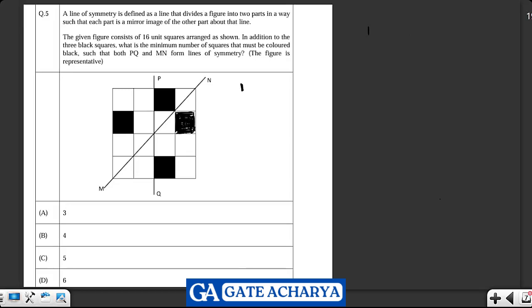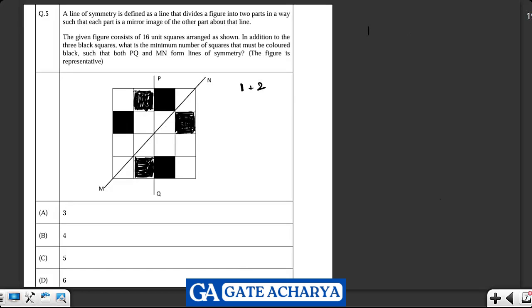And anything else I need? Yeah. Now I need similarity not only with MN, I also need similarity with the vertical line PQ. Is that similarity? Okay, this is there, this is there. So here also I have to draw, then only it will become similar. And one more here also I have to draw. So now I have introduced 2 more squares here. So total 2 squares I have introduced for making similarity with PQ.